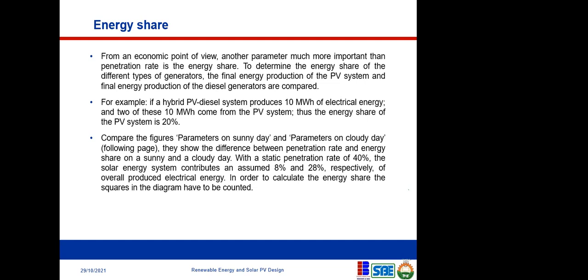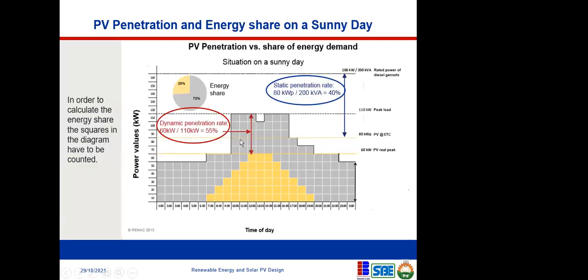So the next page is going to show us the difference between penetration rate and energy share on a sunny day and a cloudy day, with a static penetration of 40%, and the solar energy system contributes an assumed 8% and 28% respectively of overall produced electrical energy. Let's go to the diagram so we can see that. So this is the diagram that we are trying to introduce on that previous slide. This is PV penetration versus share of energy demand.